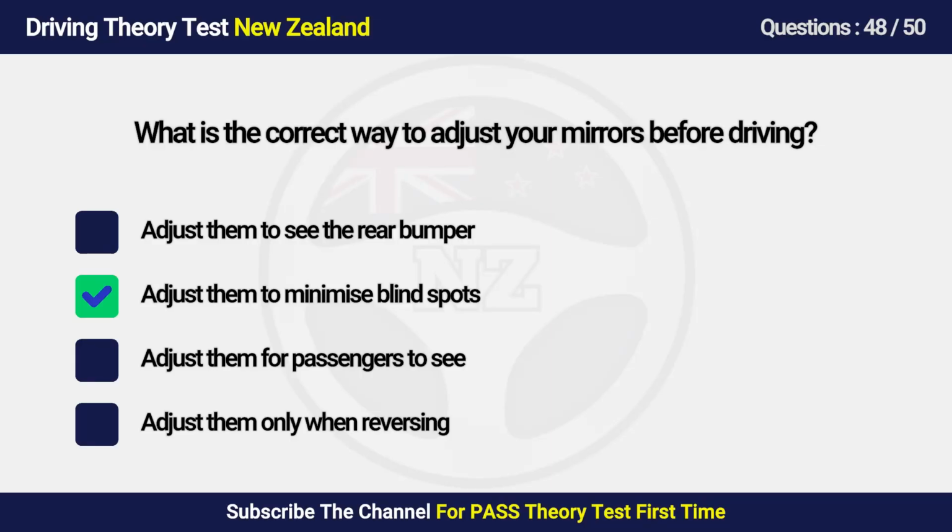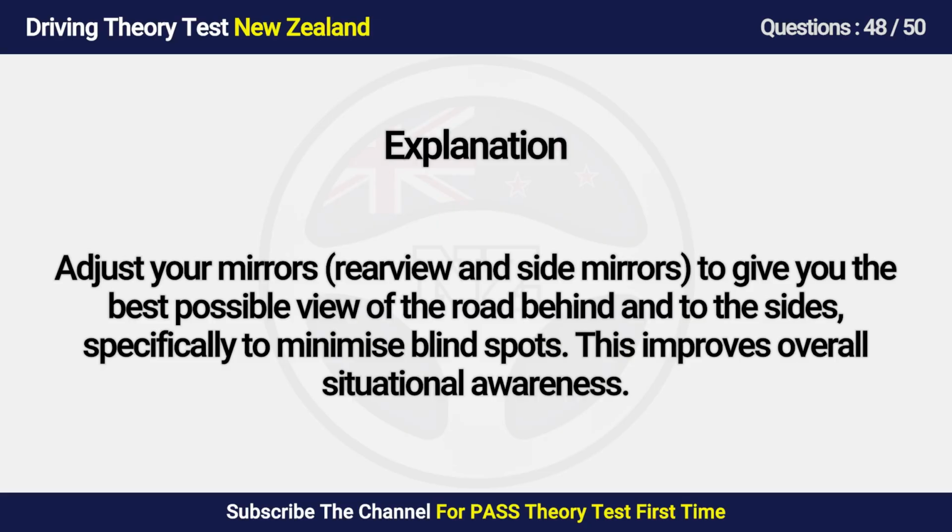Answers is B. Adjust them to minimize blind spots. Adjust your rearview and side mirrors to give you the best possible view of the road behind and to the sides, specifically to minimize blind spots. This improves overall situational awareness.